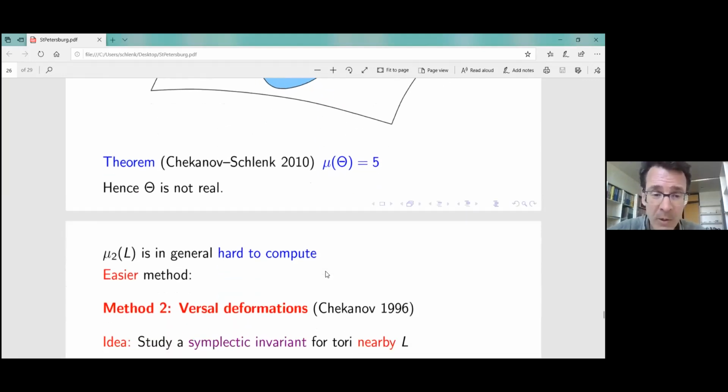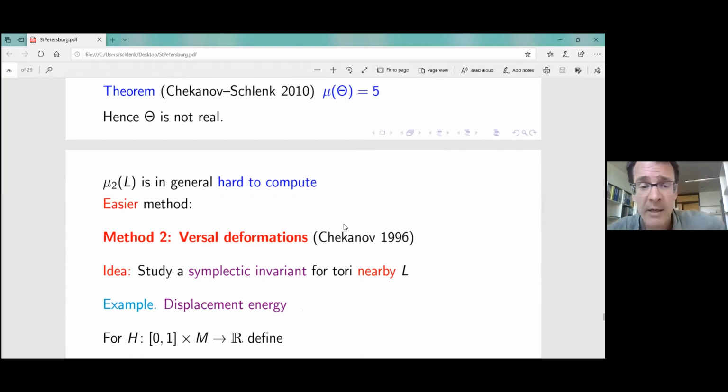Okay, so in general this is hard, and therefore I now outline in my last 5 minutes an easier method that was used by Schlenk to prove the same result and many others that exclude reality. So this method, I like it very much because it's very elementary, and people seem not to use it so much, so I'm happy to explain it again. It is about versatile deformations.